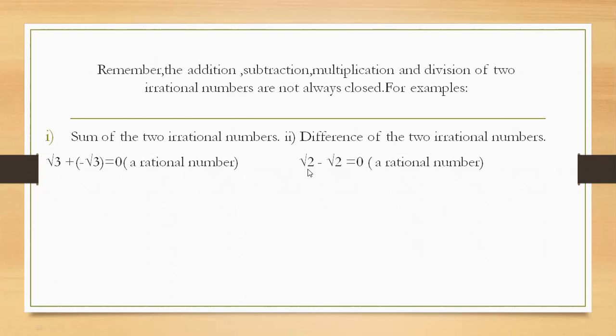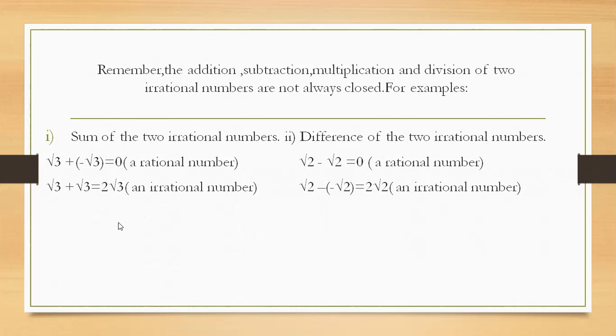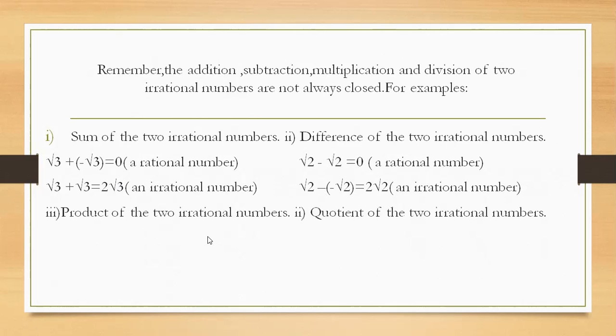Here, in the difference, when you subtract an irrational from an irrational, the answer comes rational. But sometimes, look at another one: square root 3 plus square root 3 is 2 root 3. This is irrational. Irrational added to irrational can make an irrational also. And subtracting, like square root 2 minus minus, may come irrational also.